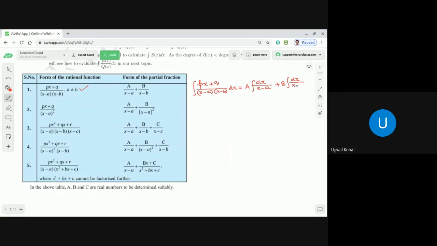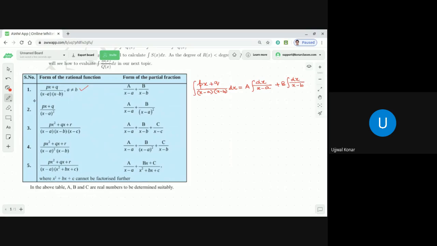x minus b. And we know integration dx by x minus a is nothing but ln of mod x minus a. And integration of dx by x minus b is ln of mod x minus b plus integrating constant c. So that is the valid justification why we should leverage the concept of partial fraction, which is an algebraic simplification concept, to be applied here in the integration. Now think about the second case.